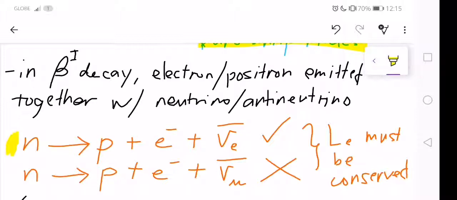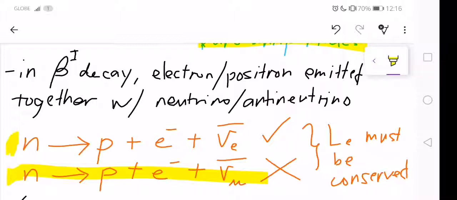In this first beta decay, a neutron is converted to a proton plus an electron and an electron antineutrino. This beta decay is observed to happen in experiments, whereas this other type of beta decay is not observed to happen in experiments, although it doesn't violate conservation of energy, momentum, angular momentum, or charge. This interaction doesn't seem to happen. So that's where lepton number comes in.